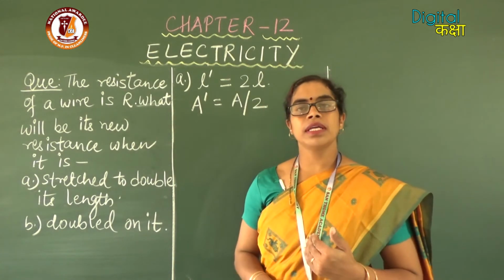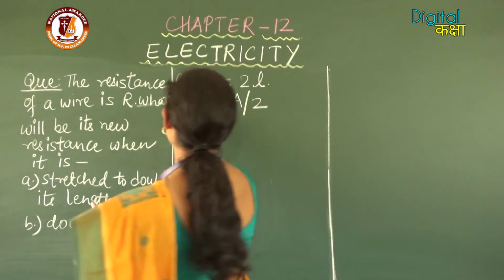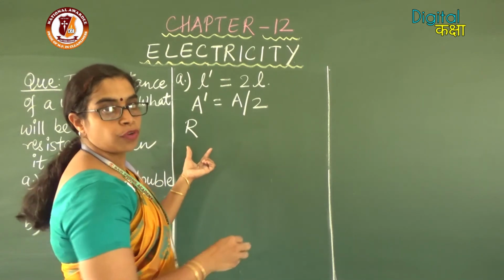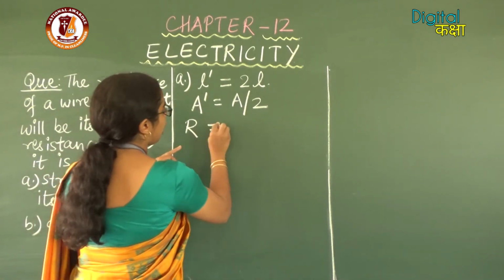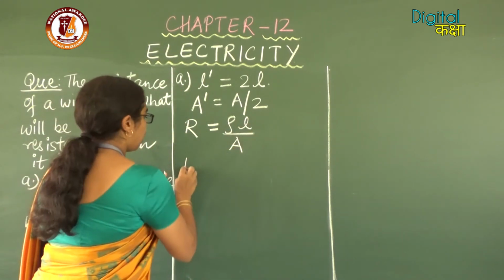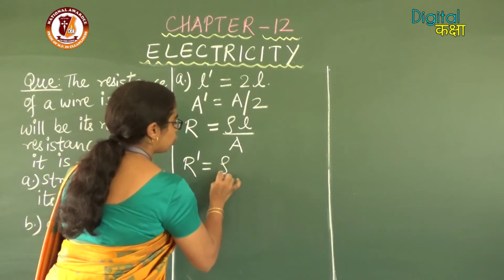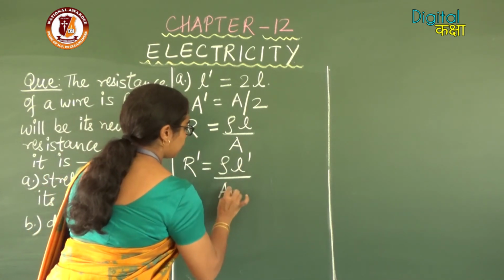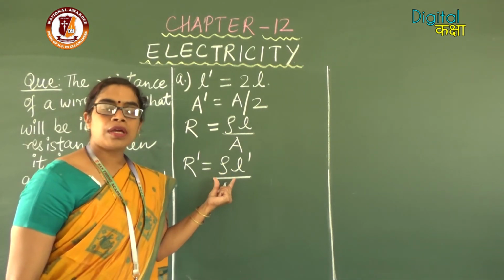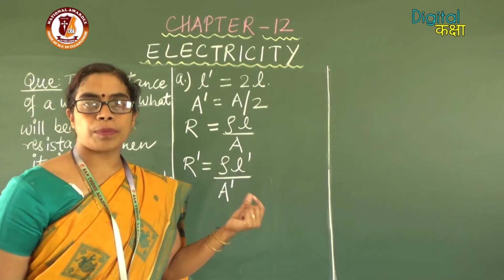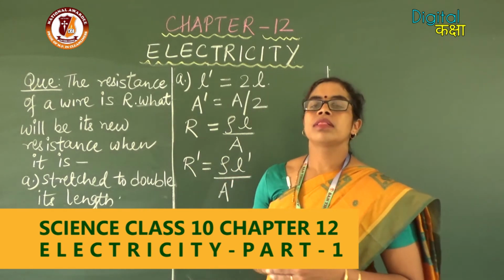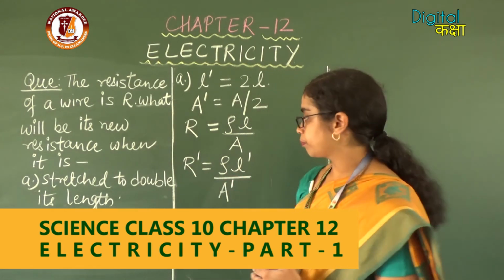Now, after understanding the given quantities, let us see how the values are to be substituted in the actual formula. The formula for R is given as rho L upon A, and R dash will be written as rho L dash upon A dash. The resistivity will remain constant since it is a material property, so its value does not depend upon the dimensions of the wire.